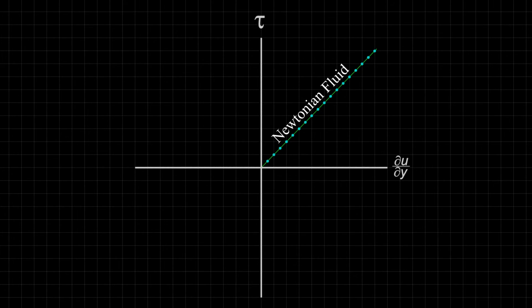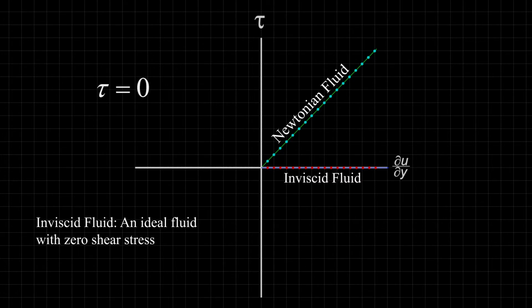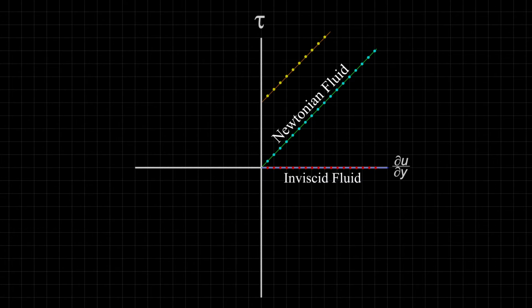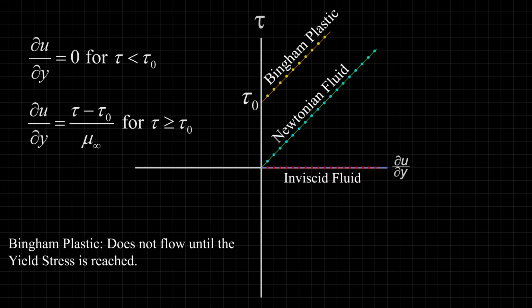The first of these is called an inviscid fluid. Inviscid fluids are fluids that experience no shear stresses despite having velocity gradients. They are also known as superfluids. An example of an inviscid fluid is liquid helium once it is cooled to 2.17 Kelvin at 1 atmosphere. Another non-Newtonian fluid is a Bingham plastic. Bingham plastics do not begin to flow until the shear stress applied to it equals the yield stress, tau naught. Once the yield stress is reached, the relation between shear stress and velocity gradient is linear.